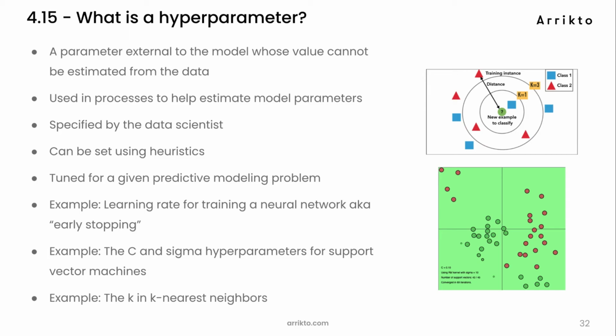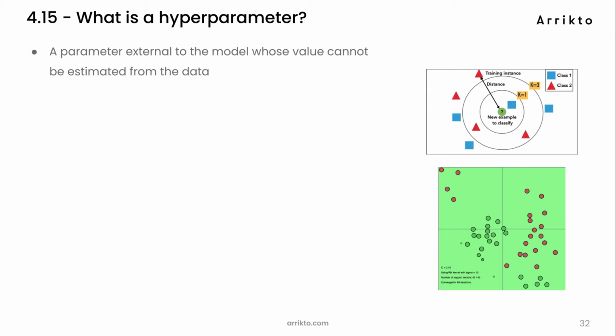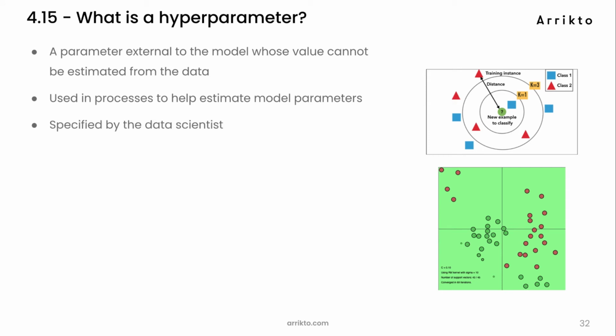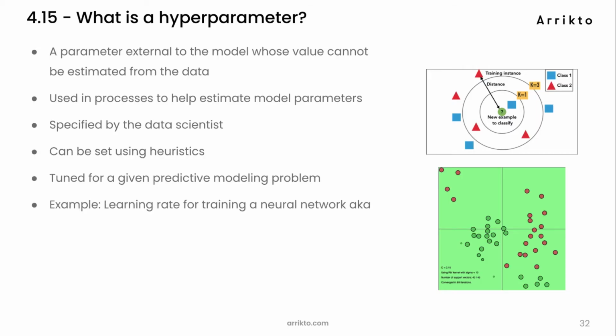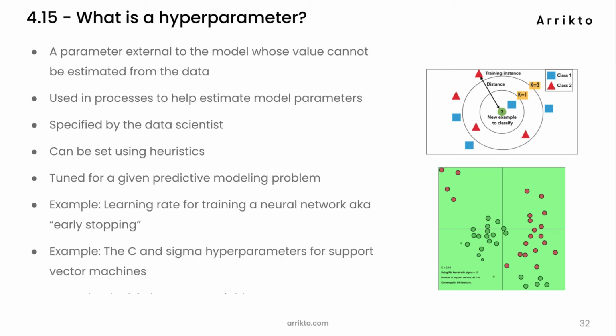It doesn't hurt to quickly touch on what a hyperparameter is for folks that aren't super versed in this nomenclature in machine learning. First, a hyperparameter is going to be external to the model, whose value cannot be estimated from the data, and it's going to be used in processes to help estimate model parameters. It's specified by the data scientist, it can be set using heuristics, and it's going to be tuned for a given predictive modeling problem. So a few examples are the learning rate for training a neural network, also known as early stopping, the C and sigma hyperparameters for support vector machines, and the K in the K nearest neighbors.